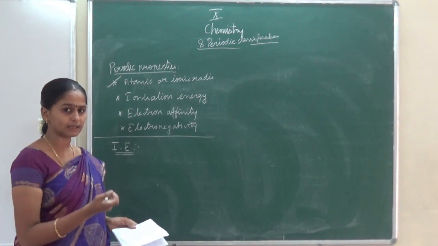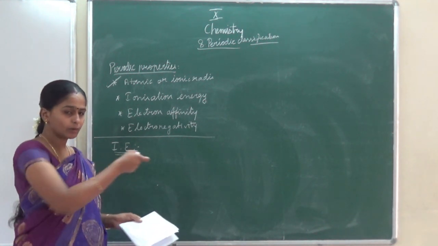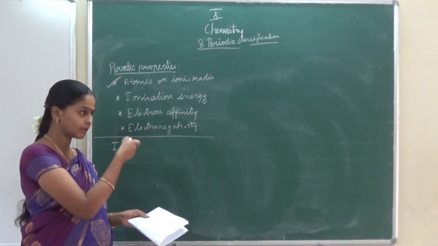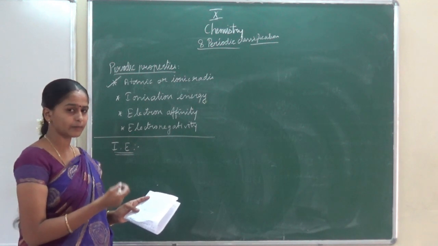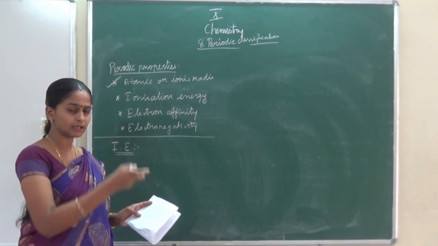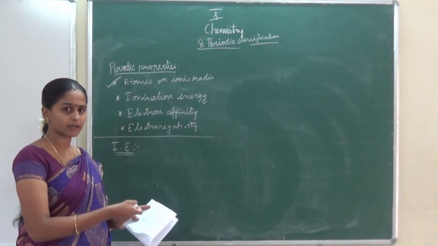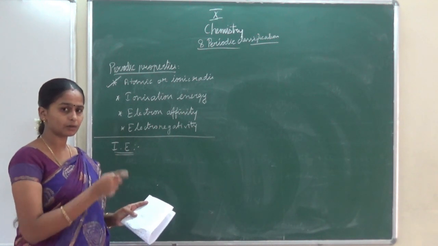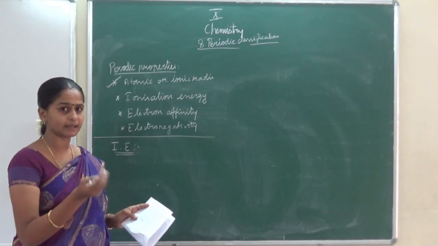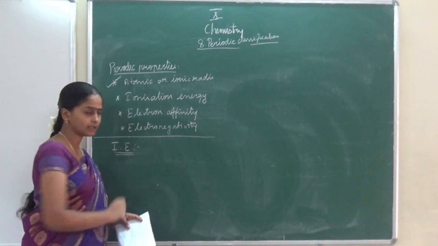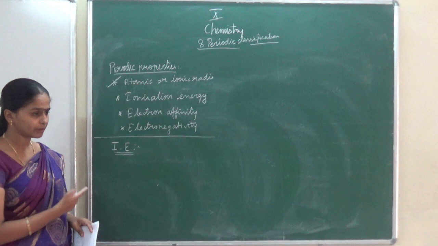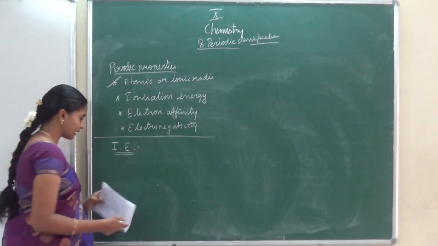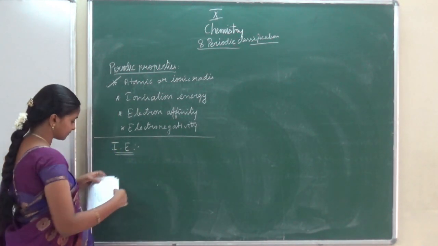The energy which is required to remove an electron from the gaseous state, the atom will be in gaseous state, then only we can remove the electron. Here we have to spend the energy to remove the electron from the atom in its ground state to become an ion. That energy is called as ionization energy. Will you remember what is ionization energy? Just copy and repeat.